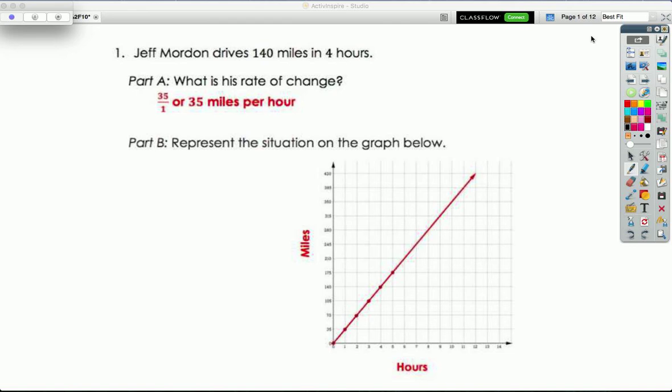So question number 1 on homework told us that Jeff Morden drives 140 miles in 4 hours. So part A, what is his rate of change? Well, if he goes 140 miles in 4 hours, we want to know how many miles he goes in 1 hour. That could also be referred to as a unit rate. That's something that you discuss in 7th grade math. So if we were to reduce 140 divided by 4, it should tell us that that is 35 miles for every 1 hour.